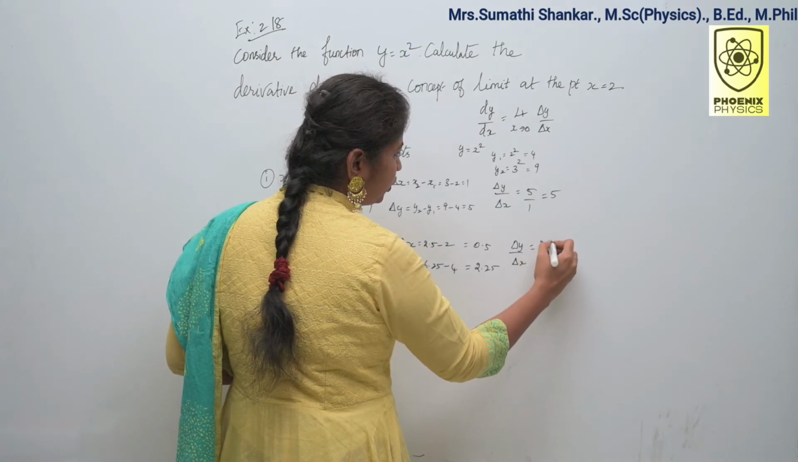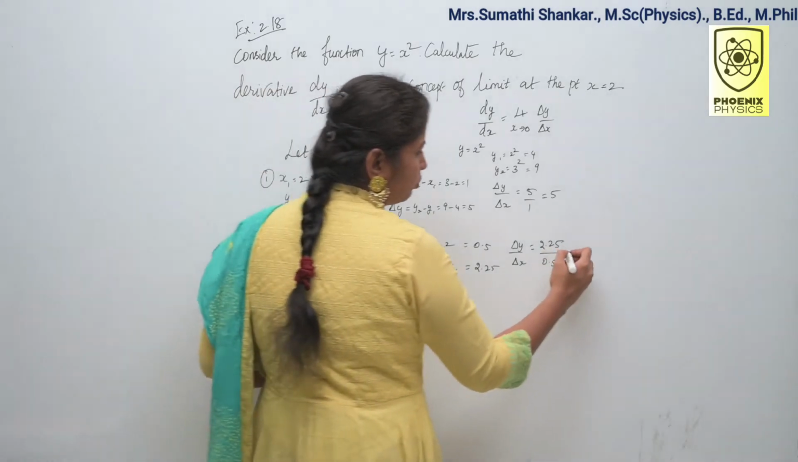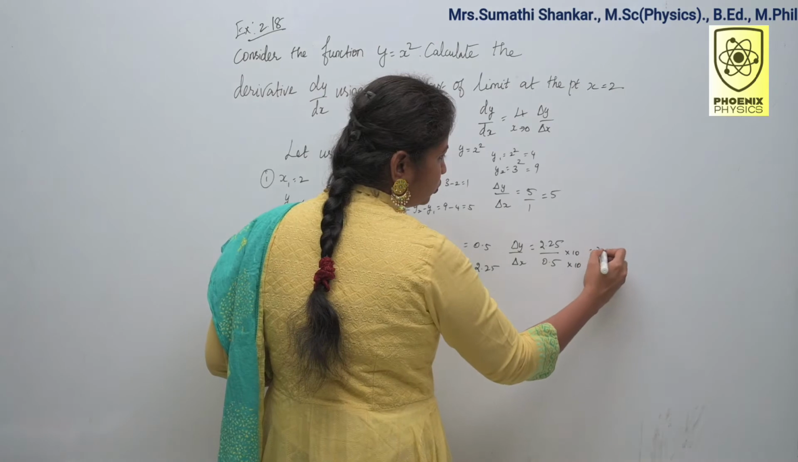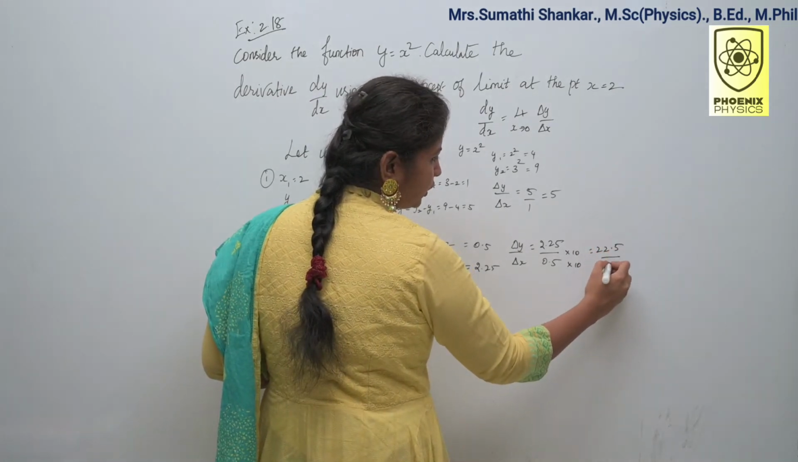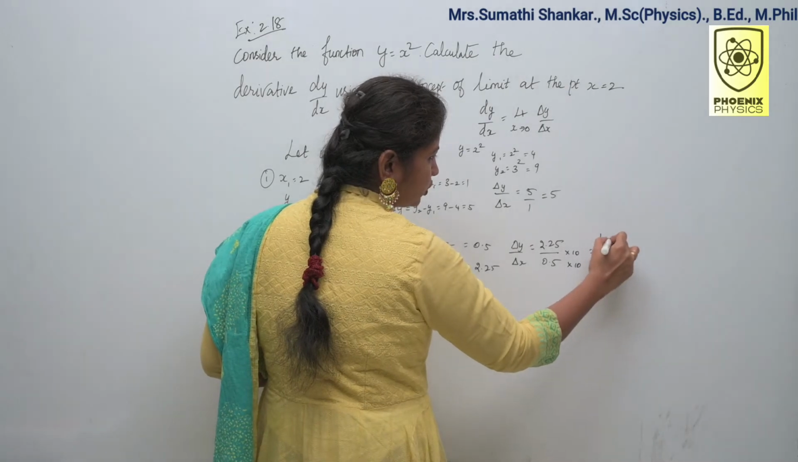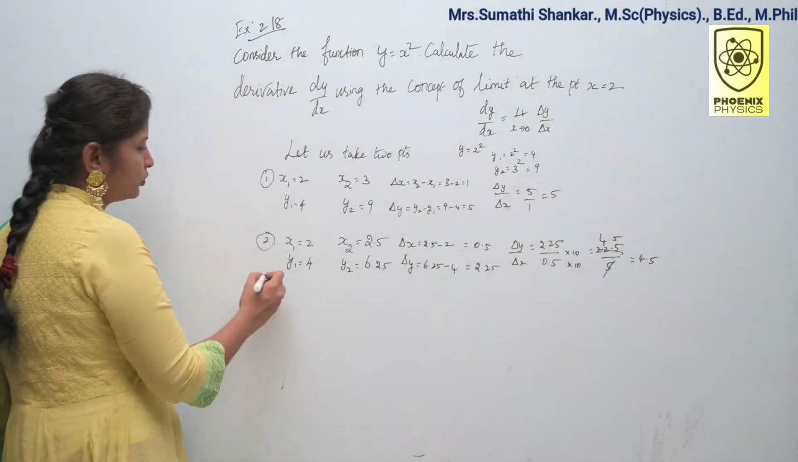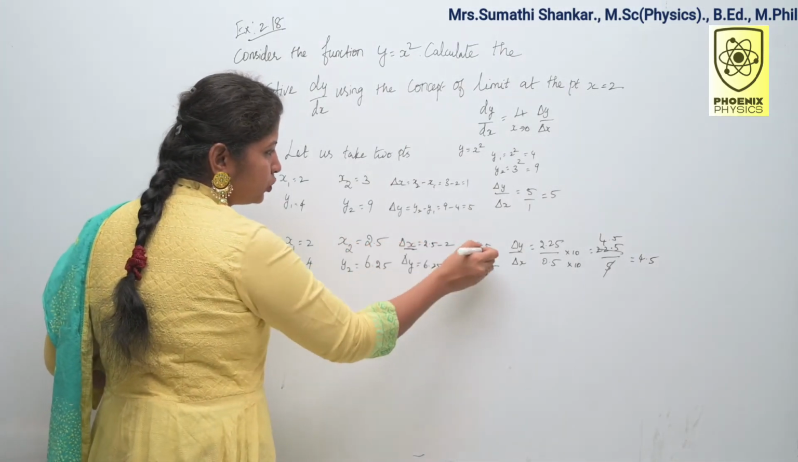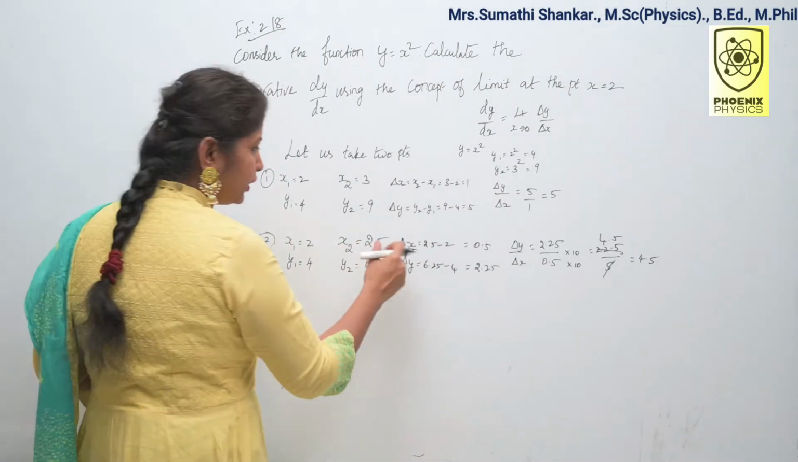Find out delta y by delta x. That is 2.25 divided by 0.5. Multiply and divide by 10. So 22.5 divided by 5. Cancel this. You will get 4.5. Then here your delta x value is 0.5. You have to reduce the delta x value.